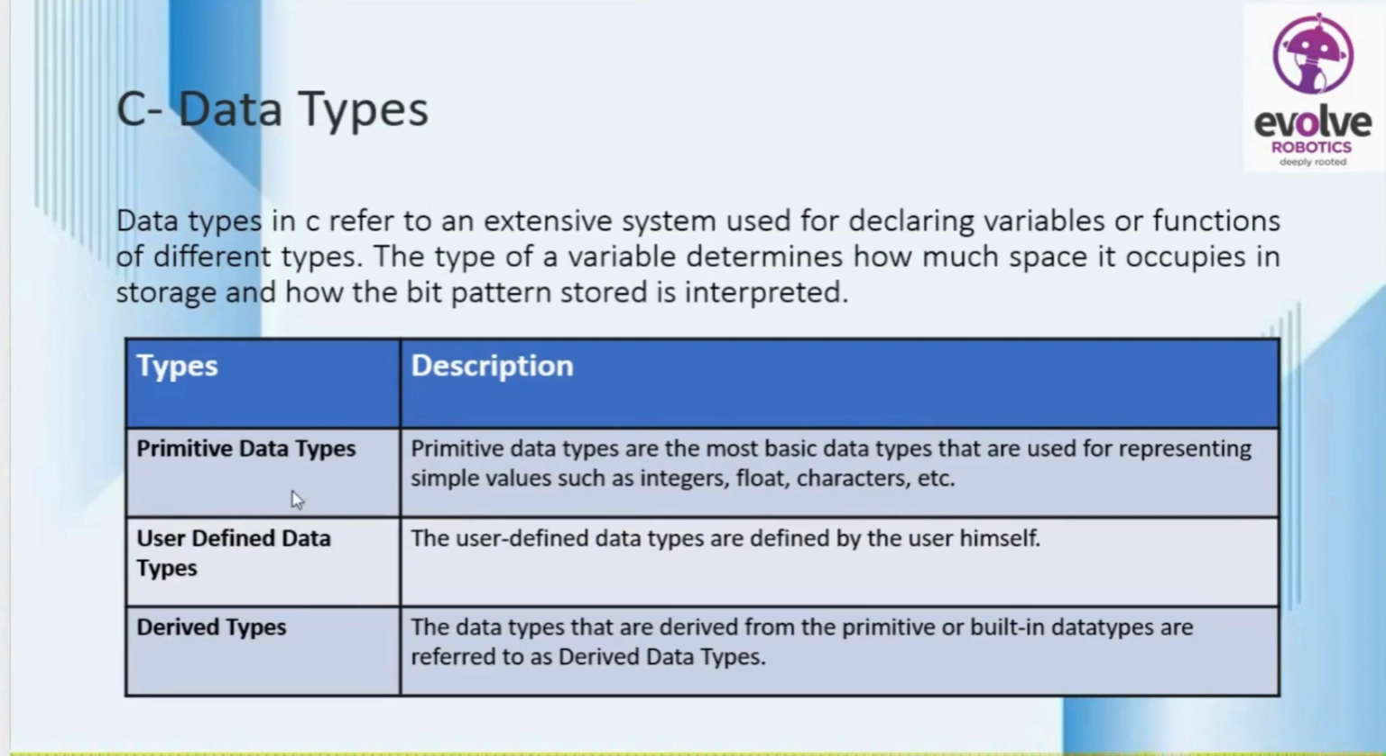The first one is the primitive data type. Primitive data types are the most basic data types, used for representing simple values such as integers, floats, characters, etc. User-defined data types are defined by the user himself. The last one is the derived data type. Derived data types are derived from the primitive or built-in data types.